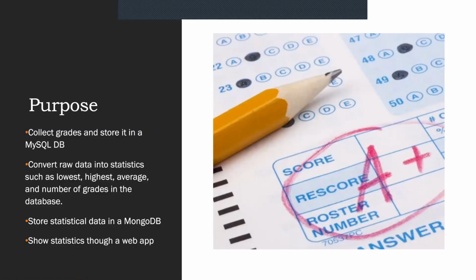So the purpose of our project is to collect grades and store them in a MySQL database. And then we take statistics from the data in the database to calculate the lowest, the highest, and the average, and the number of grades in the database. We then take this data and store it in a MongoDB database, and show the statistics in another web app.